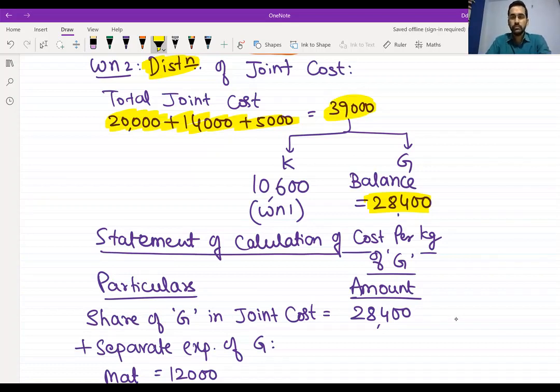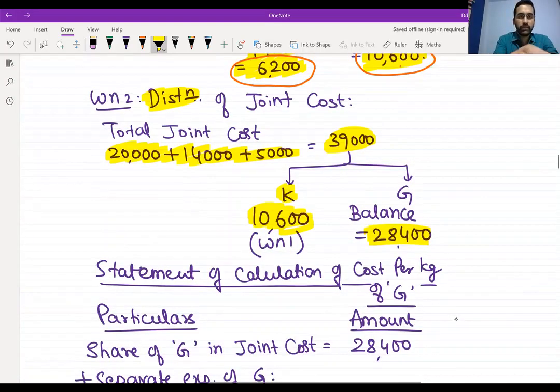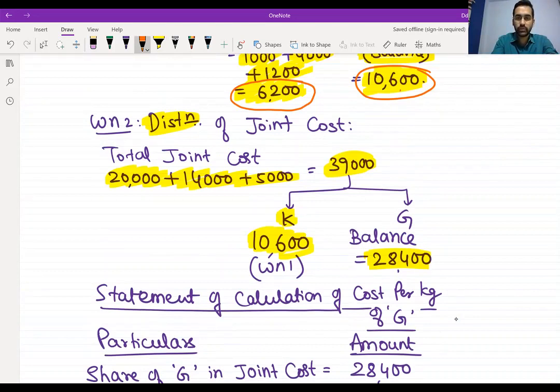Okay. This should be shared between K and G, right? How much is related to K? 10,600. From where am I getting this number? Previous working note. Correct. Out of 39,000, if 10,600 is related to K, then the balance should be related to G. Right. This will give you 28,400.